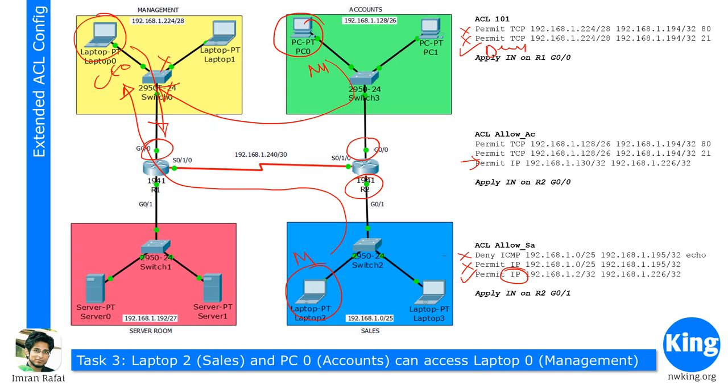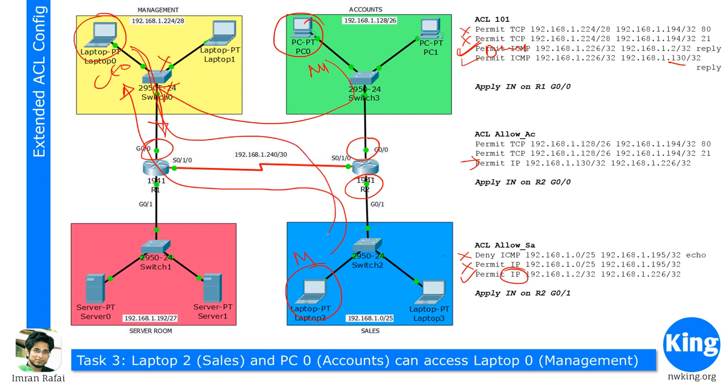So we need to put a permit statement in ACL 101 to let the echo reply out, right? So we say permit ICMP 192.168.1.226, which is laptop 0, going to 1.2, echo reply, let it pass, right? Similarly, we let traffic going to 130, which is PC 0, if it's an echo reply, please let it go through. Then laptop 0 will be able to send the echo reply back, and when you do ping, it will successfully work. So that will complete our task 3.